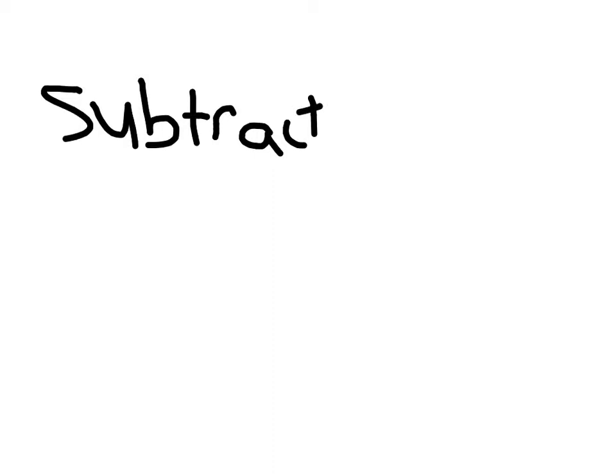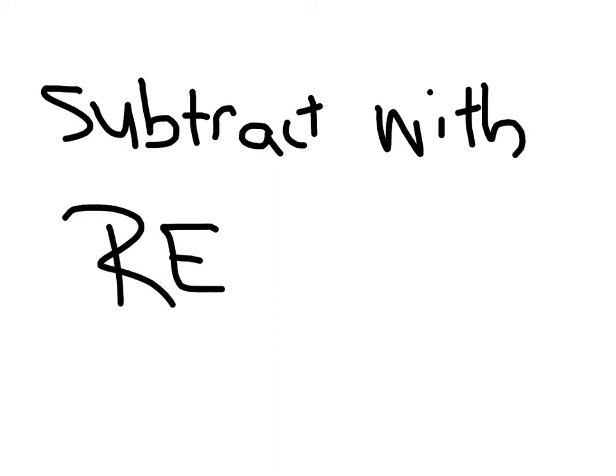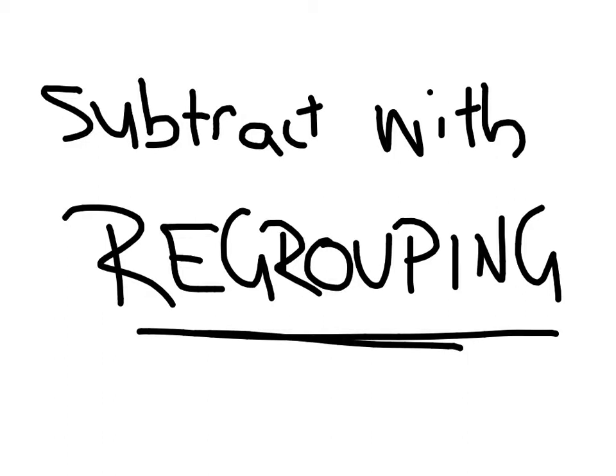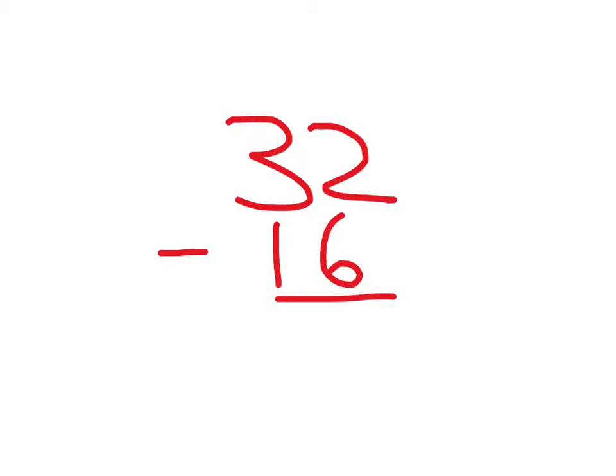Today when you subtract, you'll be subtracting with what's called regrouping. Let's have a look at what that means. Firstly, I'm going to give you an example. If we start with a very small, very easy example, it is 32, take away 16.